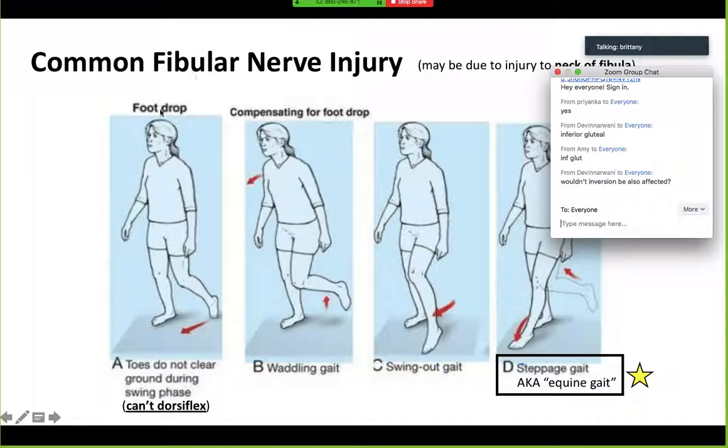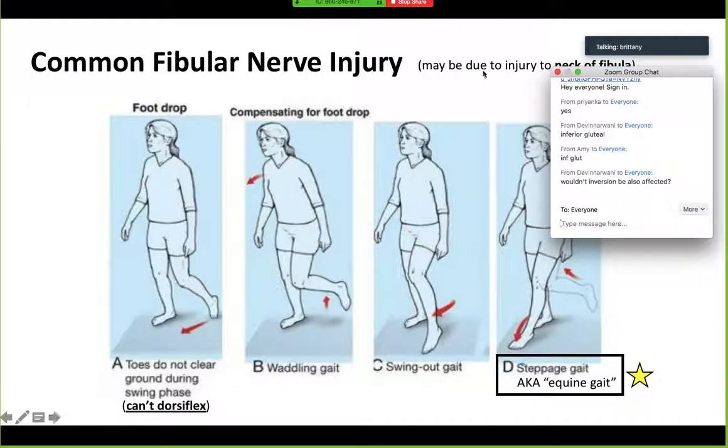So for now, no common fibular. But if you see deep fibular as an answer, that would be the most correct answer because that's specifically affecting your dorsiflexors. And then, I think using this picture was a little bit confusing. Swing out gait is often a result in stroke patients, and then waddling gait is due to pelvic instability. So for this exam, you really just need to focus on A and D. A is going to lead to D. So hopefully that's clear.